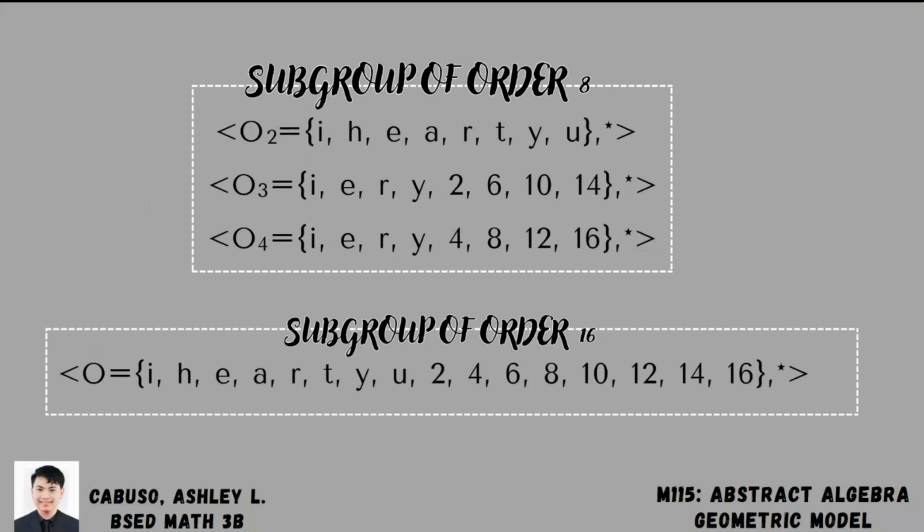And that's a wrap for task number 4. We learned how to relate the order of a group and the order of its subgroups, and we confirmed it perfectly using our own model.